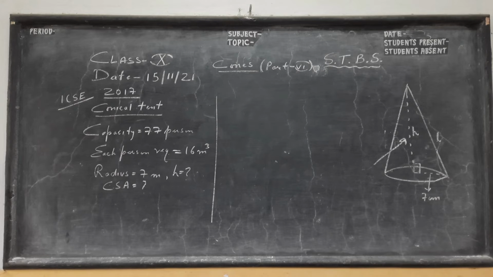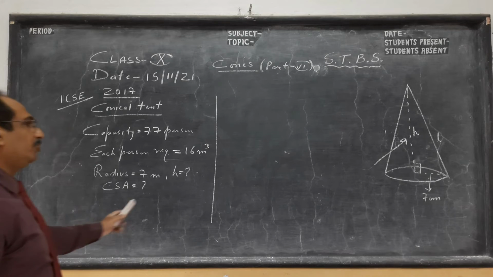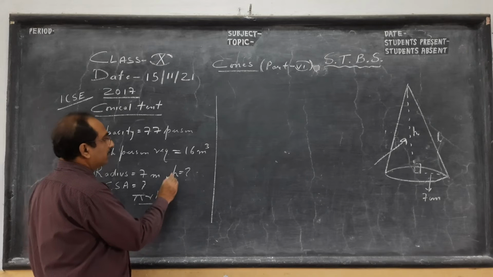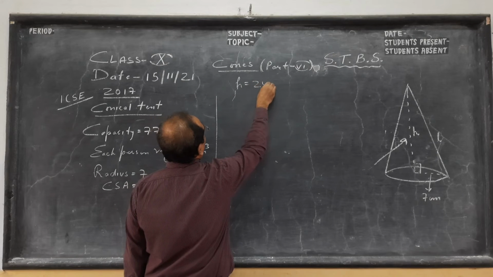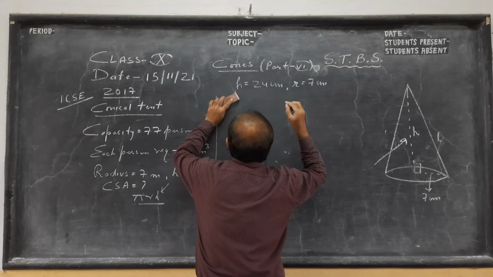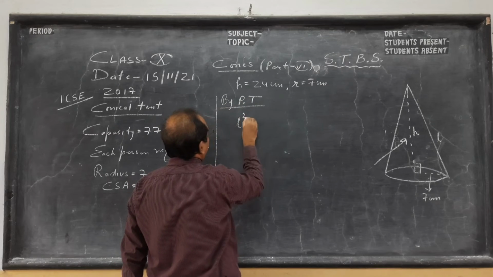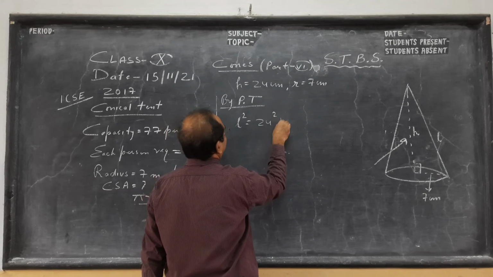So next we move on to the last part of this question, where we have to find the curved surface area. But before that we need l, because curved surface area is pi r l. So we need the slant height. Here as per the question h we have got as 24 meter, radius is 7 meter. By Pythagoras theorem, I write PT but you don't write it, l square, hypotenuse square is this square plus this square.